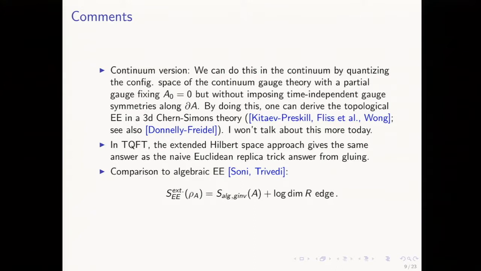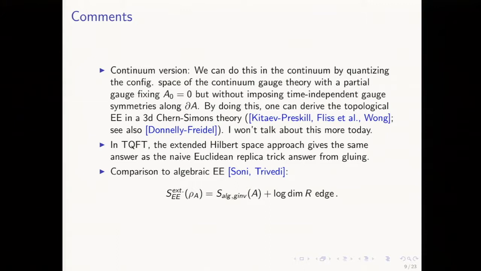So actually, this was how people quantized Chern-Simons theories on manifolds with boundaries for independent reasons in the 80s. And if you take that Hilbert space to be your extended Hilbert space in this construction that I described, you can derive the topological entanglement entropy in a continuum Chern-Simons theory using this approach. So this is worked out in these papers. I won't talk more about this here. The point is just that this isn't special to the lattice regulator.